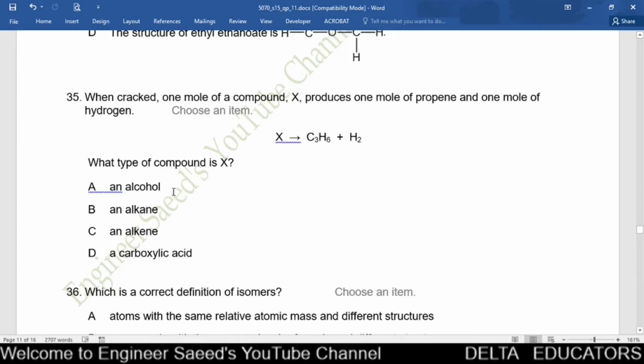Now we check the options. Option A, an alcohol, B, an alkane, C, an alkene, D, a carboxylic acid. Here the correct option is B, an alkane. This should be an alkane, this should be a propane. So the correct option is B.